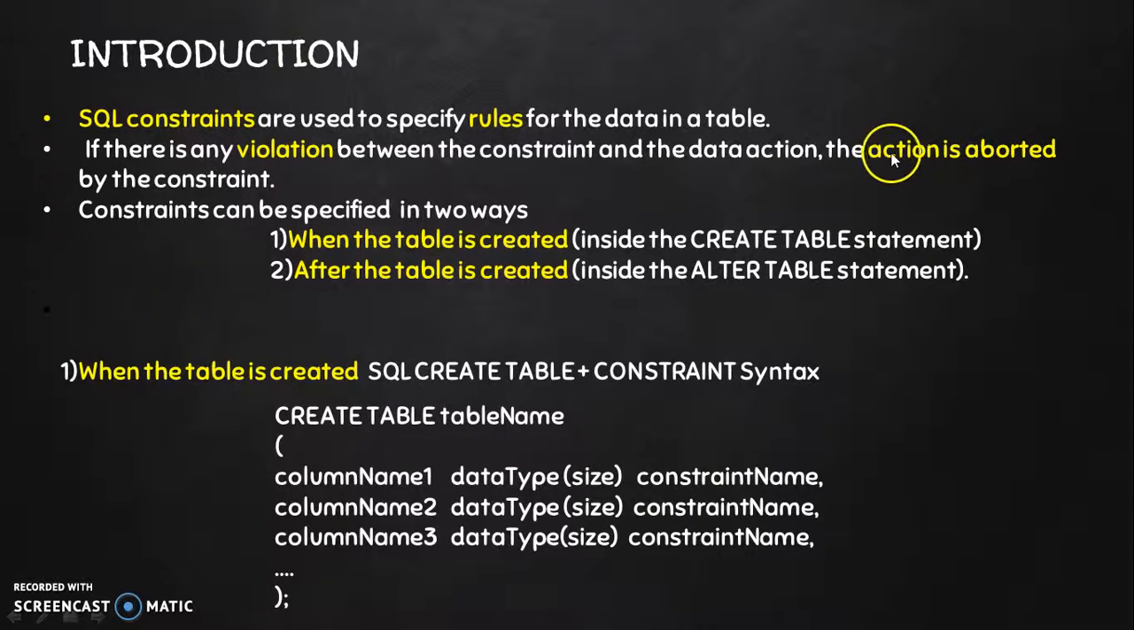So for example, if we try to insert a record into the table, and this insertion does not satisfy this set of constraints, then automatically the insertion action will get aborted.